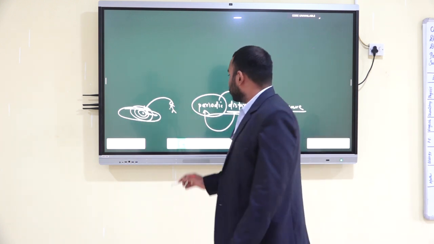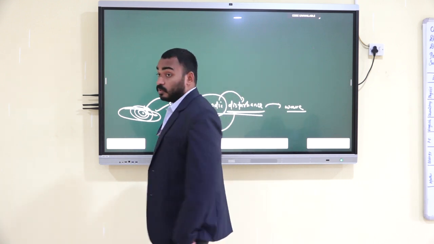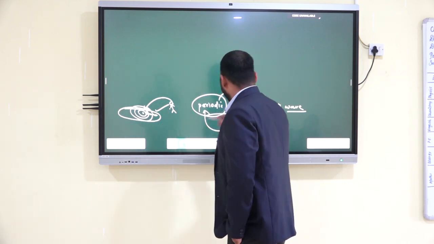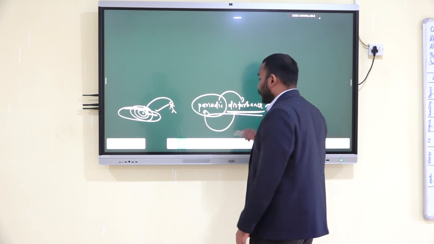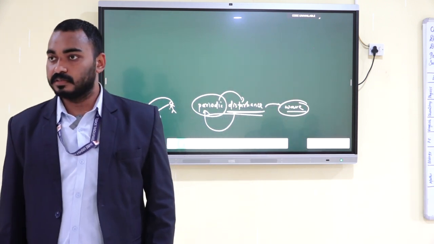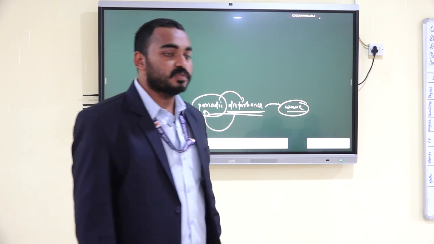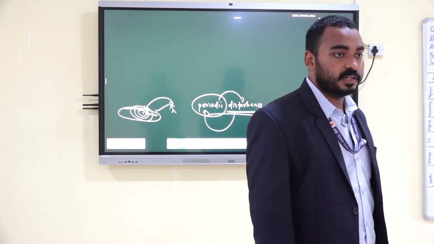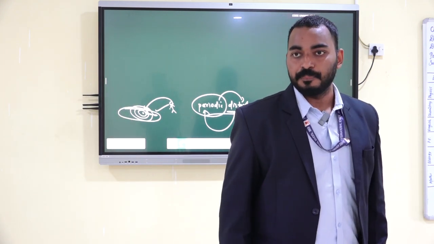Did you understand? So this is the example of a wave. Understood? Now this wave is divided into many types based on dependence. On which basis we are dividing the wave is very, very essential.